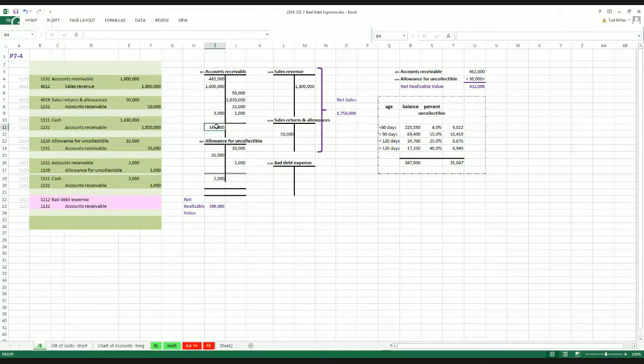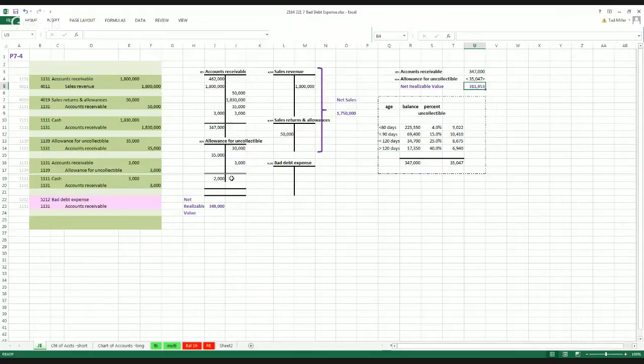Let's go up here. So the balance in my accounts receivable is 347,000. I'm going to put that in up here. And I'm saying that I need a balance of 35,047 in my allowance account. I'm saying my net realizable value is 311,953. That's my best guess of what I'm going to collect.